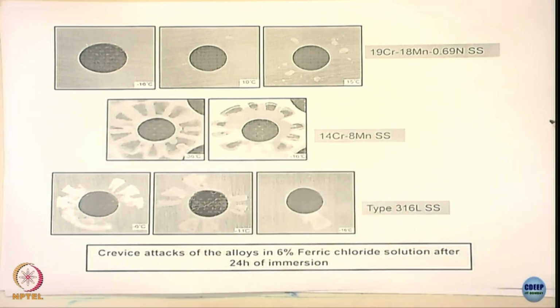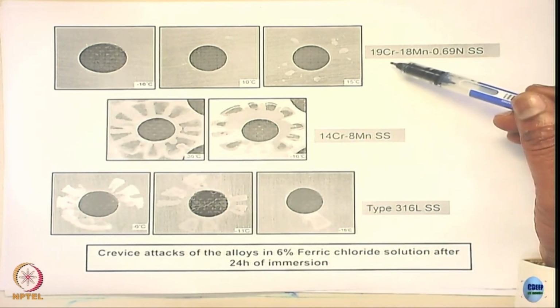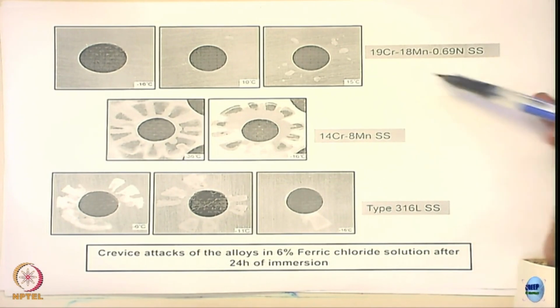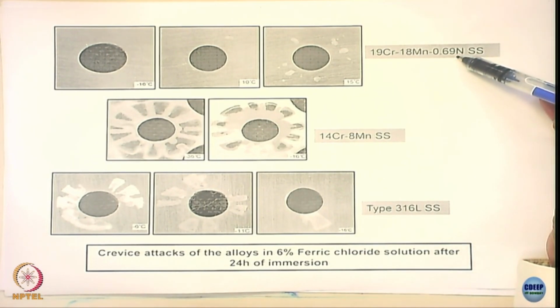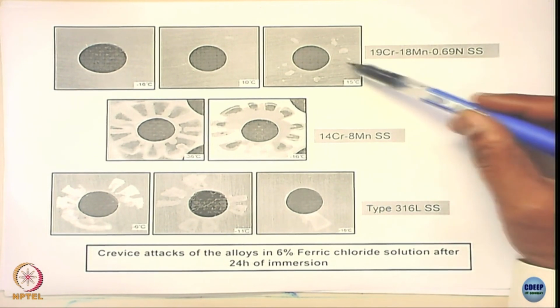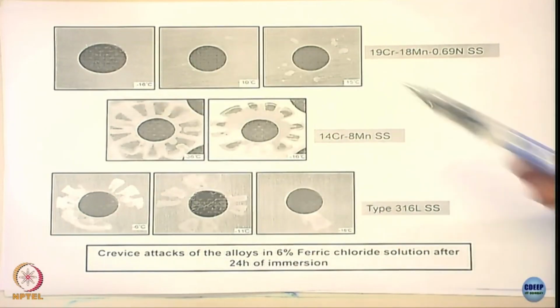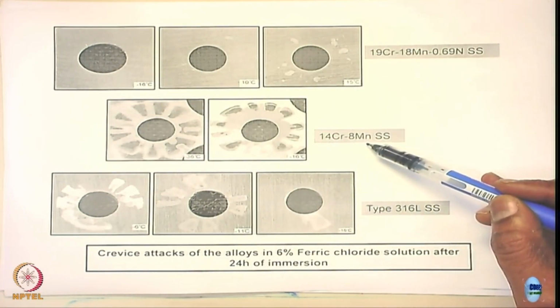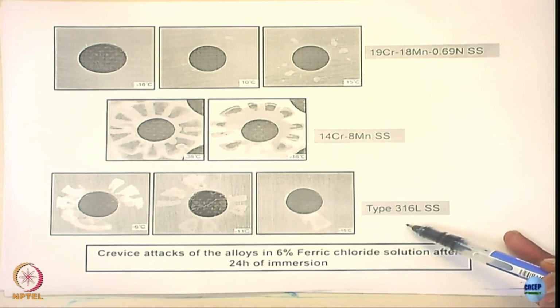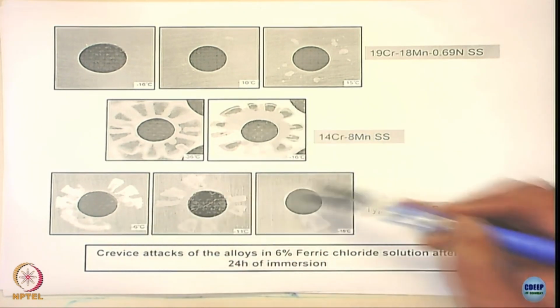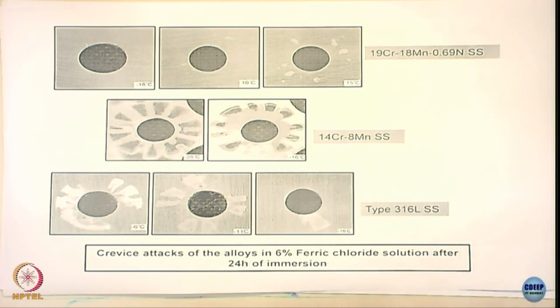In these cases, done in the lab, you can see this alloy is 19 chromium, 18 manganese, 0.69 nitrogen. The attack is much less. You don't see much attack here, one or two spots, but in 14 chromium 8 manganese the attack is quite severe, and in 316 the extent of attack is less. So that means you are able to evaluate the crevice corrosion resistance of the alloy. But here it has been exposed only for 24 hours, not 72 hours actually. So there is no hard and fast rule when you are going to develop an alloy.